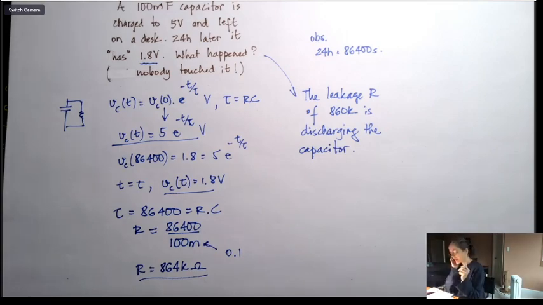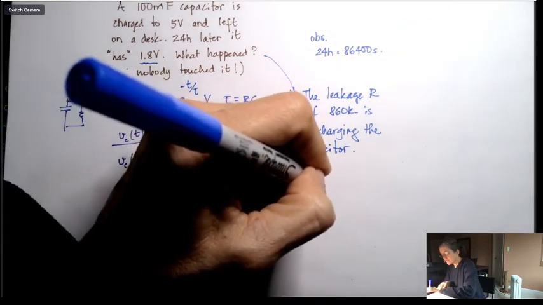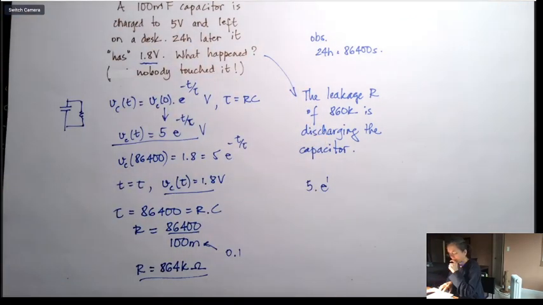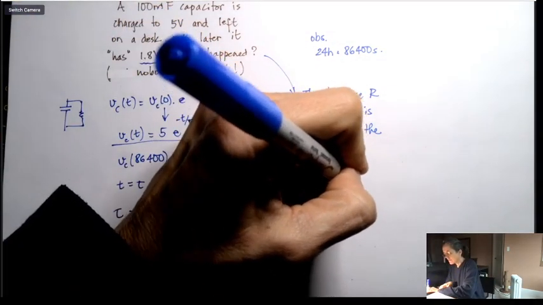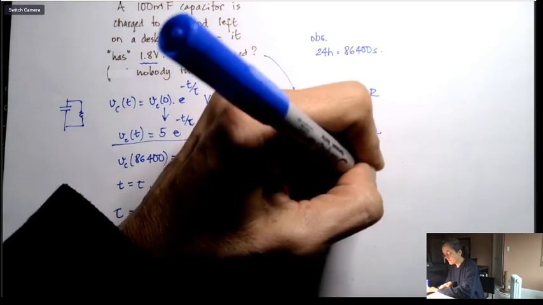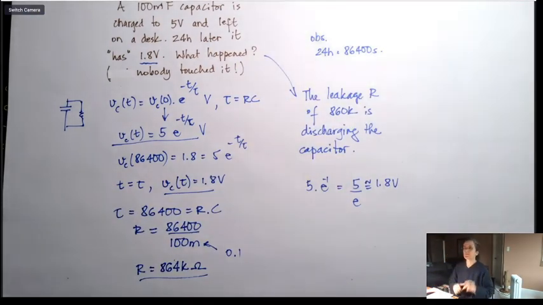I hope this makes sense. Actually, maybe 5 times e to the minus 1 is 5 divided by e, which is more or less 1.8 volts. I think this is the only thing that may be not very clear that I used without really being fair.